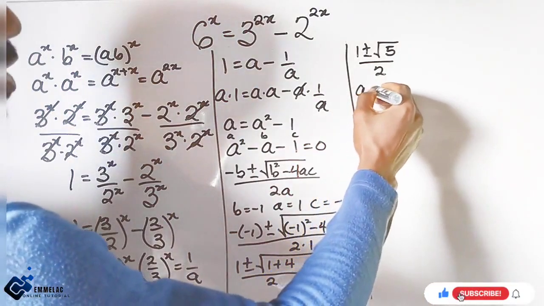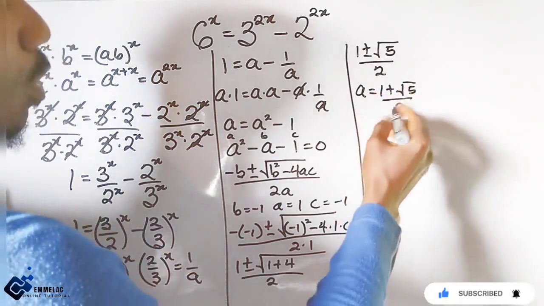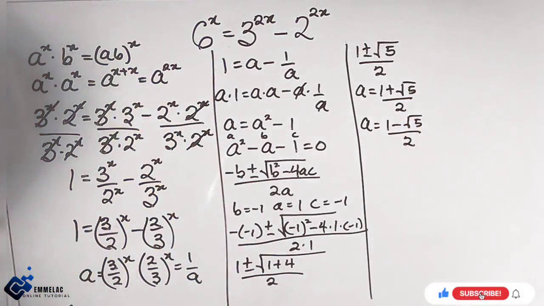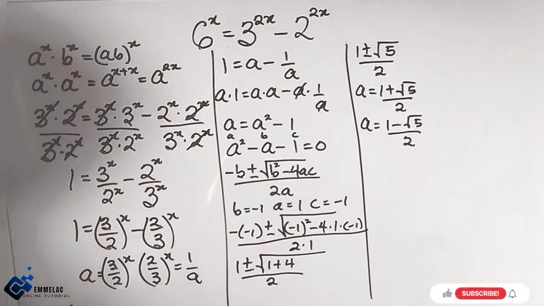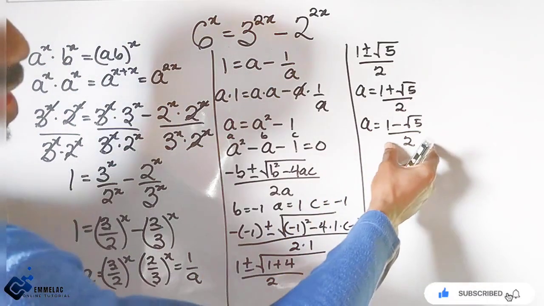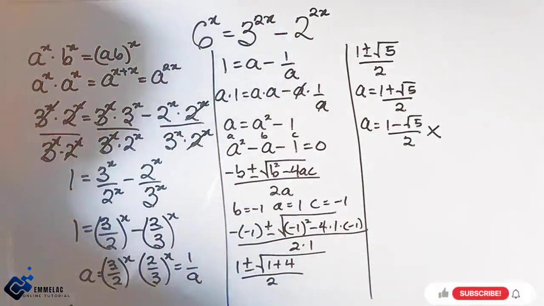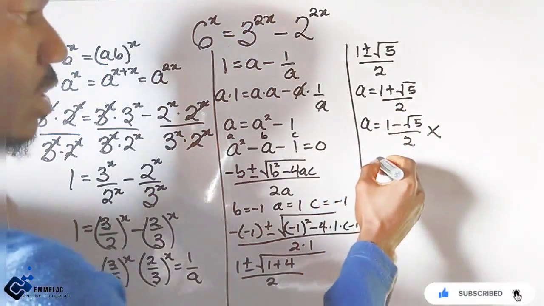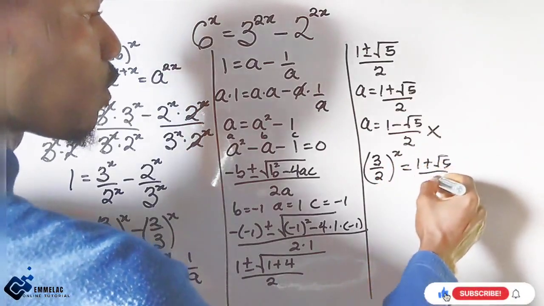So here we now say a equals 1 plus root 5 over 2, or a equals 1 minus root 5 over 2. Now that we have two solutions to a, but recall that here a is this, so let us now implement. But for the fact that this solution will give us a negative value, we will make use of the positive value. So from here, since a equals this, we have 3 over 2, all to the power of x, equals 1 plus root 5 over 2.